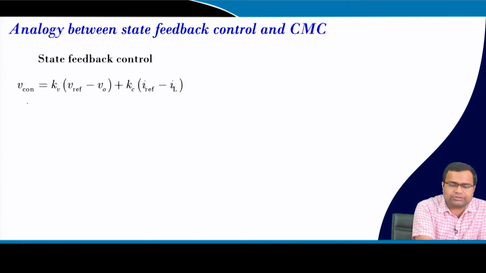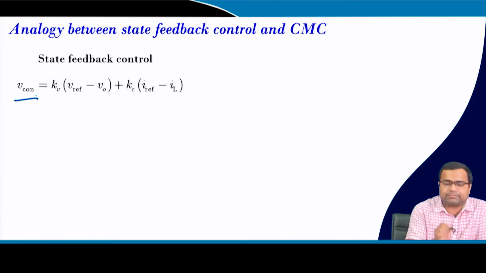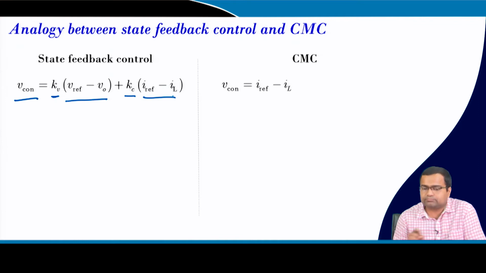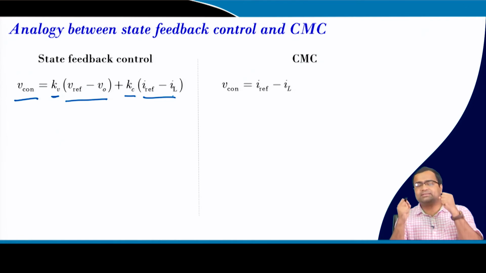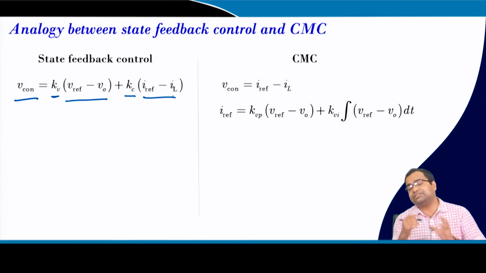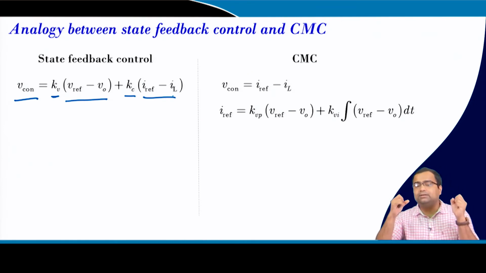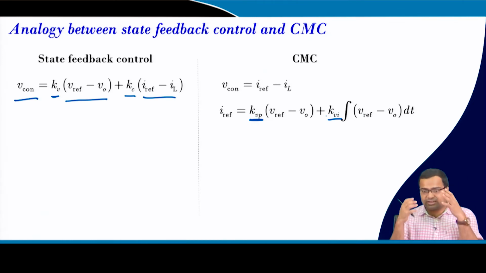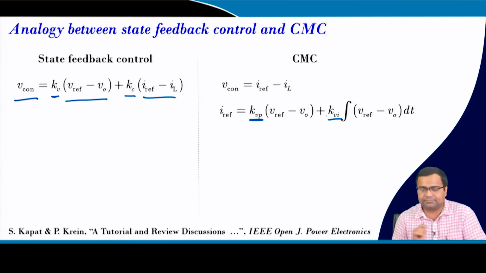In state feedback control, we saw the control voltage can be represented by the voltage gain times the error voltage and the current gain times the error current. In current mode control, our control voltage is simply a reference current minus inductor current, where the reference current was generated from a voltage controller, which is a PI controller with a proportional gain of kVp and kVi, that means voltage controller proportional gain and voltage controller integral gain.